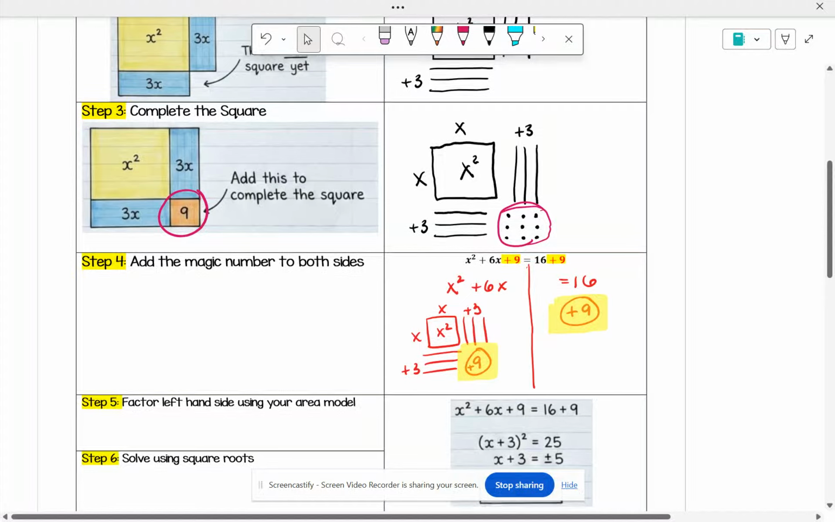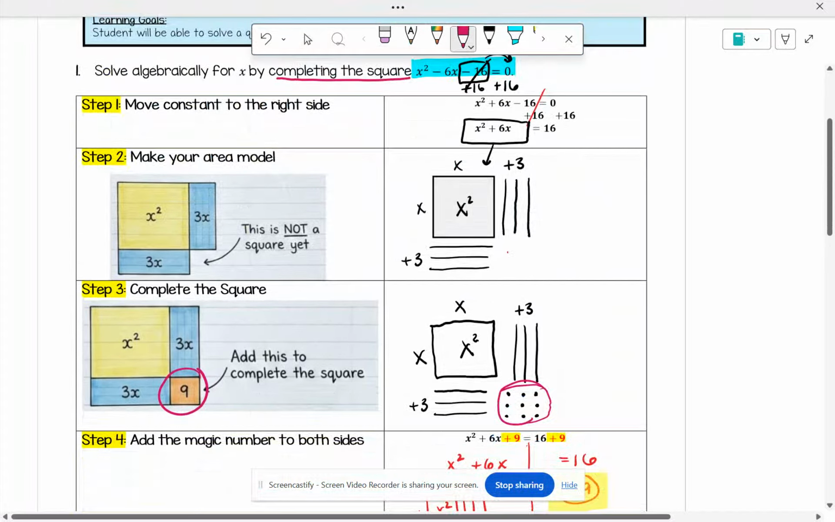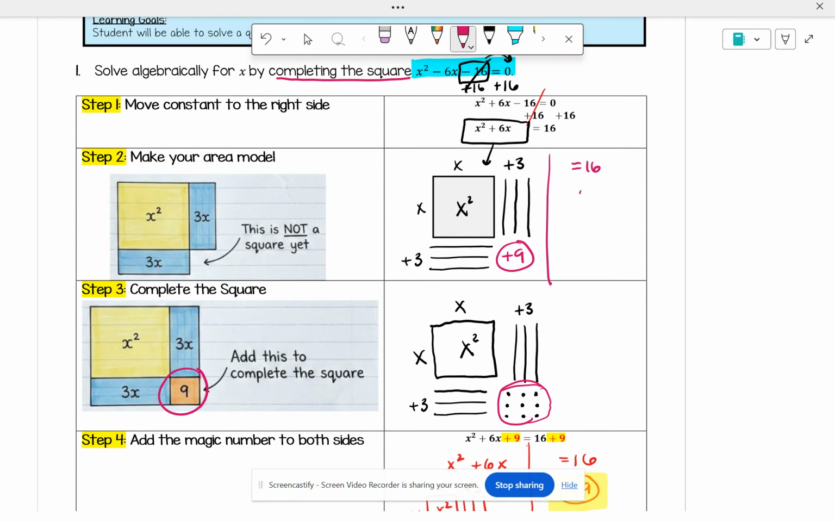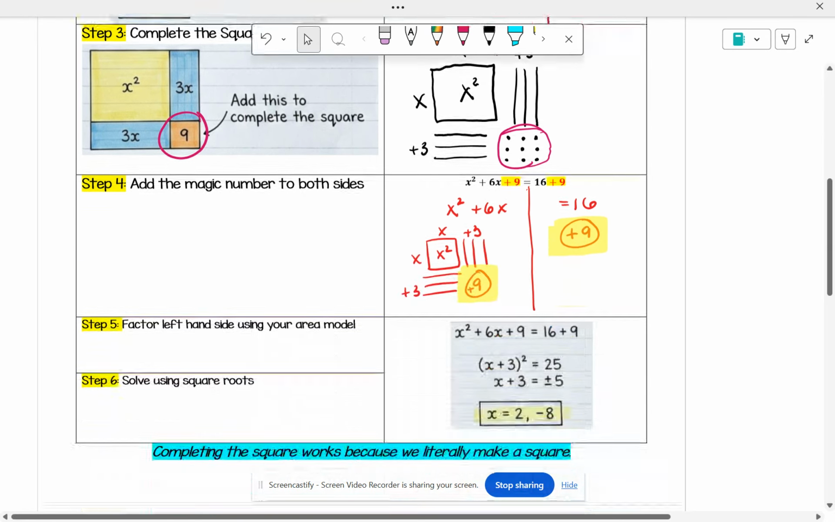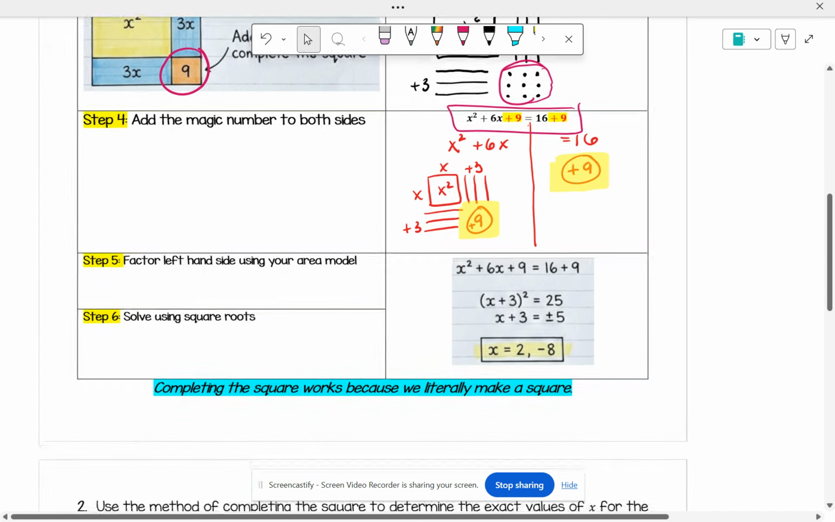Step 4 is to add the magic number to both sides. We can't just add 9 here and then not add 9 on the other side. So that's what's happening right down here. What we do to one side, we have to do to the other, thus maintaining equality of the statement.